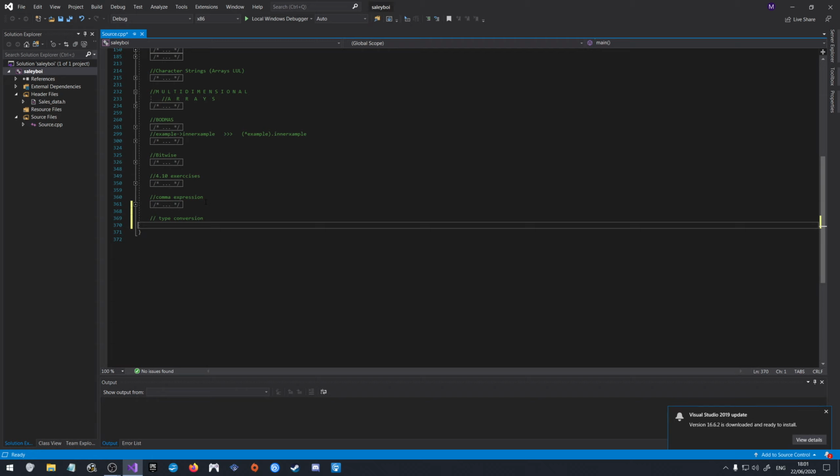4.11.2, other implicit conversions. What we got? Int ia[10], an array of 10 ints, int *ip = ia. Convert ia to a pointer to the first element.